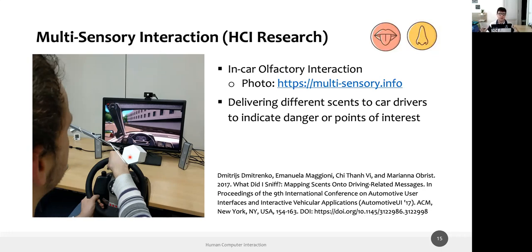And then the car is also a closed environment, not big. So it is easier to fill the car or the driver with the smell. In this case, I suppose that this is the object that produced the smell, directly into the face of the person. And this works quite well.